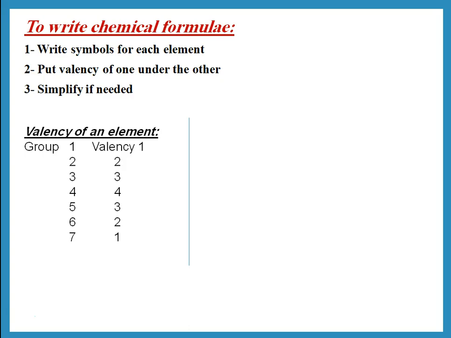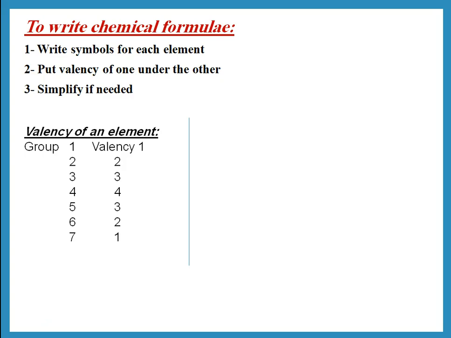Now, anything in group 5 has 5 electrons in its outermost shell, and we said if it has 5 electrons in its outermost shell, it needs 3 more to be 8, which is the complete shell configuration. So if it needs 3 electrons, that means its valency is 3. Anything in group 6 needs 2 electrons, so its valency is 2. Anything in group 7 needs 1, so its valency is 1.